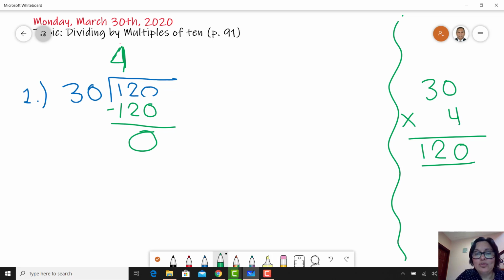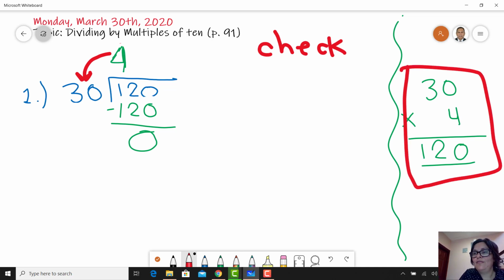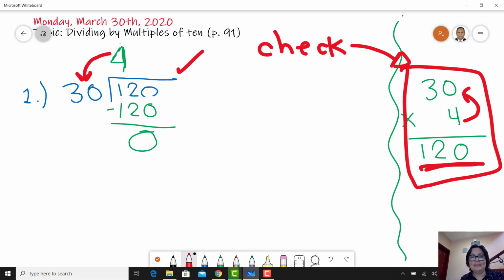Now it says that you have to check. How do you check if your division is correct? Multiply this times this. And we already have it in here. Look. 4 times 30 is 120. So that means that this one is correct. We already have the check in here. Okay?